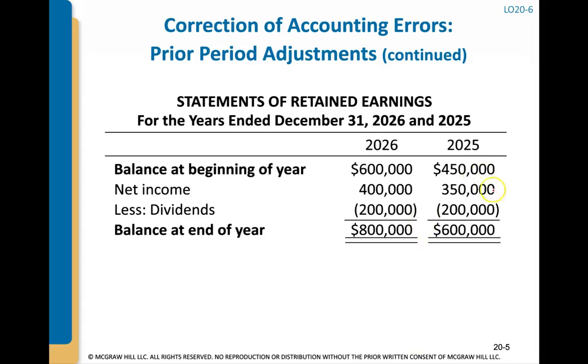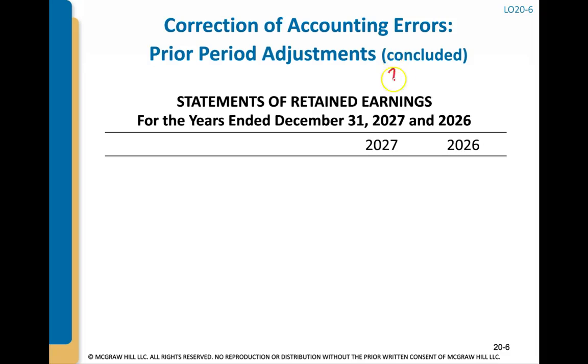So here's a small example, just so we can show you visually how a prior period adjustment looks. Let's just say it's a 2026 10K, where we show 2 years worth of the statement of retained earnings, where we have our beginning balance at the beginning of the year, net income less dividends is the balance at the end of the year, and the 2025 balance of $600,000 rolls into the beginning balance in 2026, and so on and so forth.